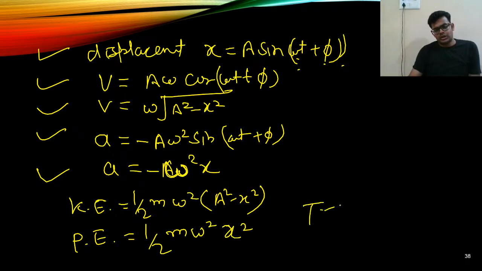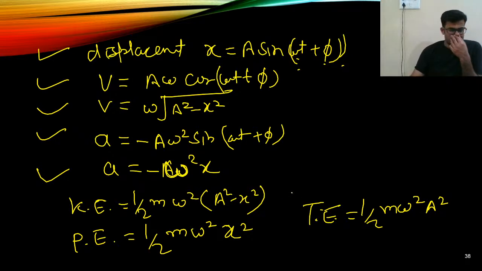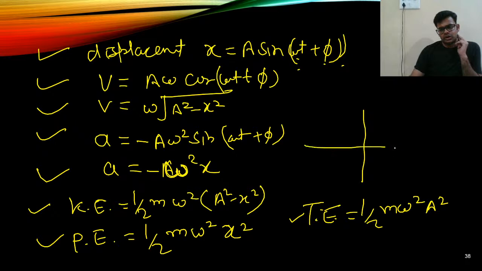What will be the total energy? That will be constant. Its formula is half m omega square into capital A square. So these are the basic formulas you need to remember. After that, how will the curve look? The curve will be like this. This is energy, this is displacement. The total energy is always constant.